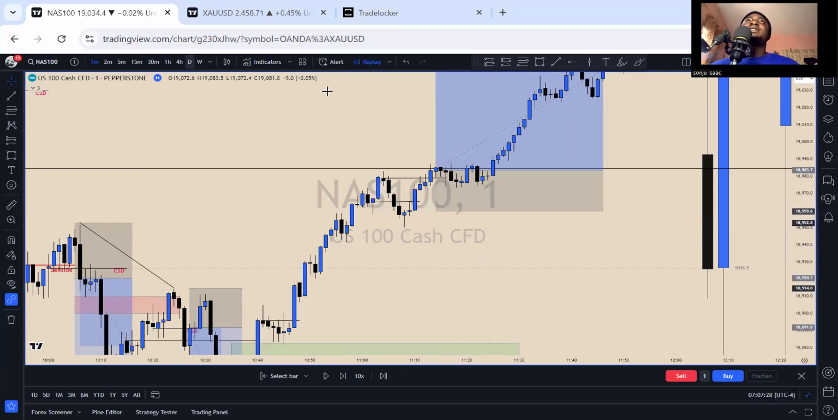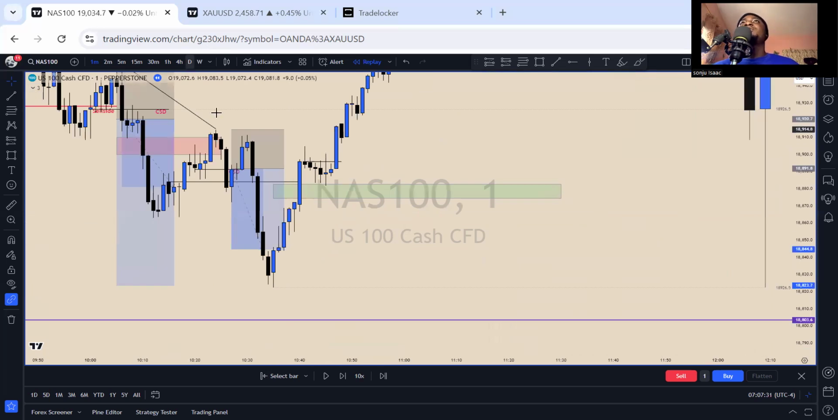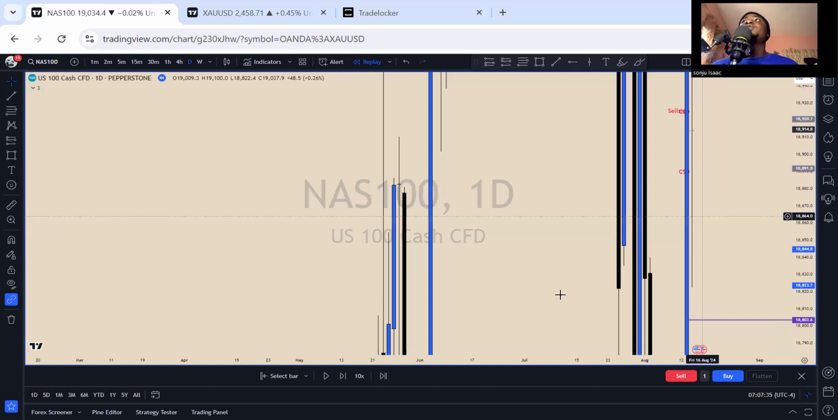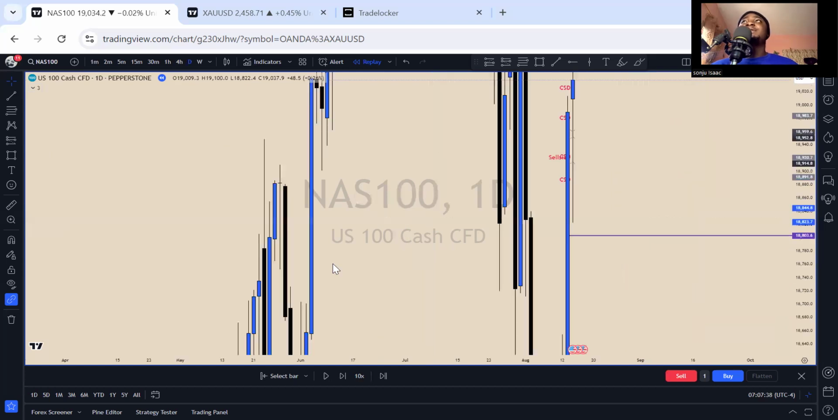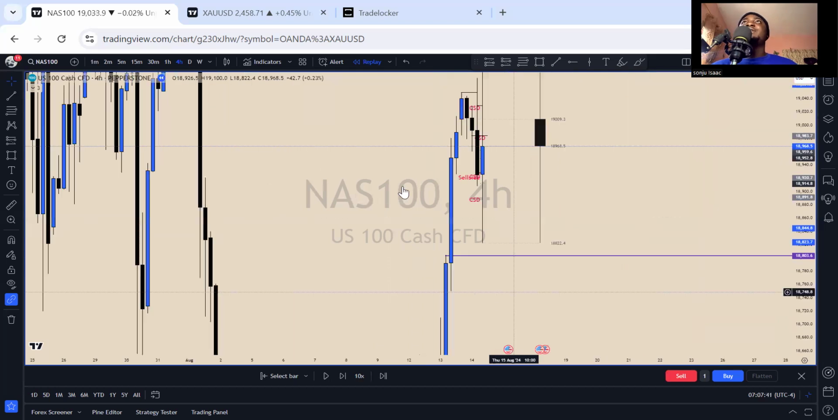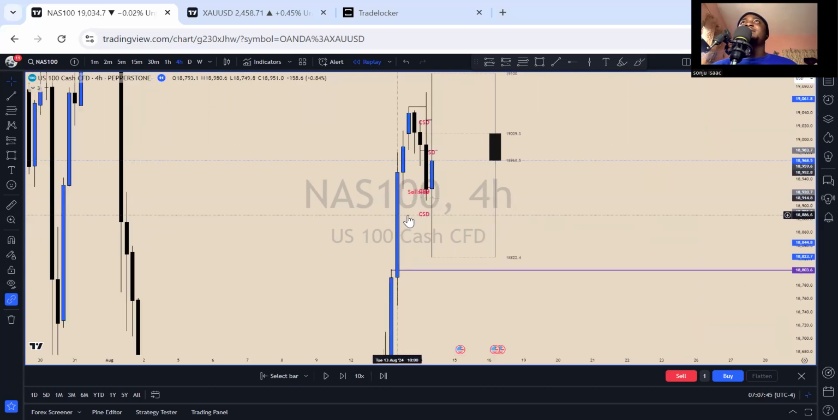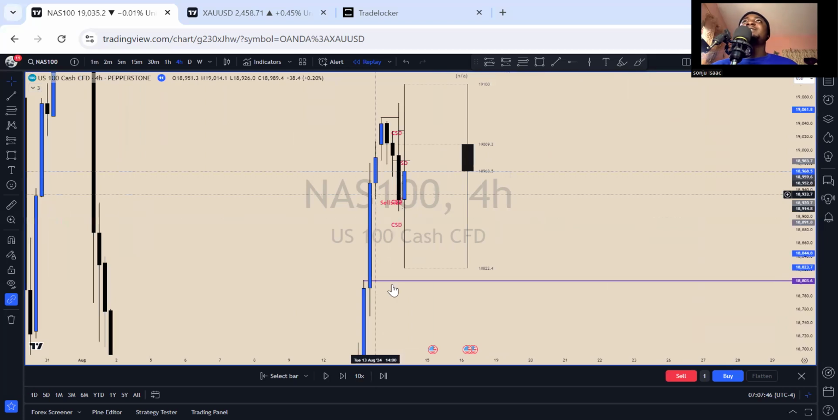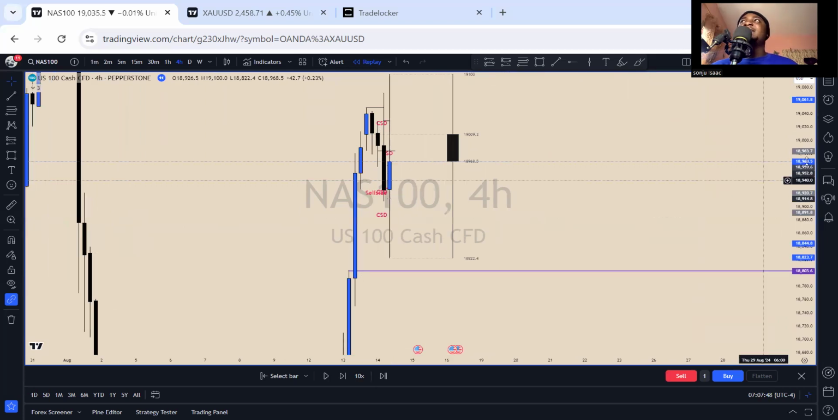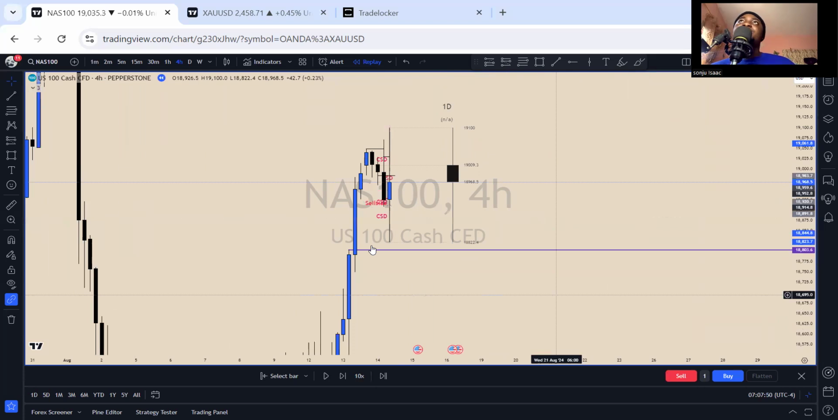Because like I told you, if I go on the daily, let me show you. This line I marked here is from the daily. Sorry, it wasn't from the daily, it was from the 4 hours. But again, you can see there's a daily fair value gap there. You see that? So that is why price was reacting so crazy. There wasn't really any point where we could spot the reversal coming in, but the reversal just started.